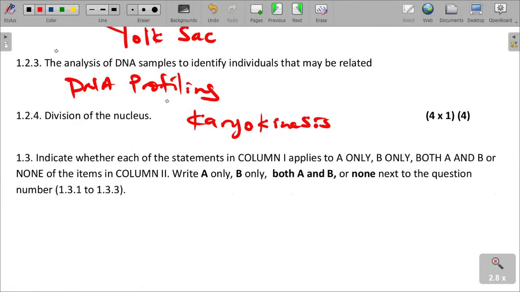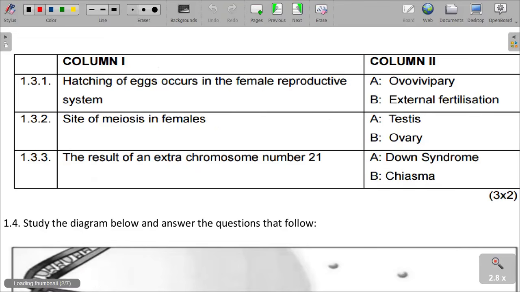I'm sure this practice paper is showing us the replica of the paper that we write at other times, like the end of the year. You need to know the structure of your paper. We have types of paper like this one. So we are given this one, which says: hatching of eggs occurs in the female reproductive system.